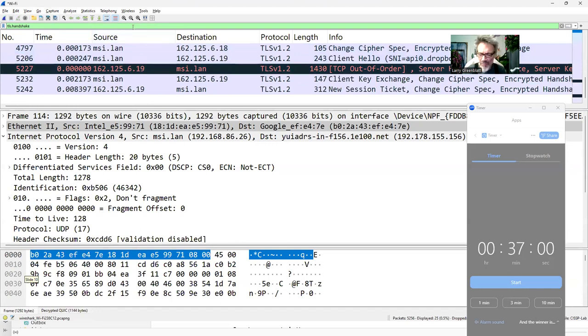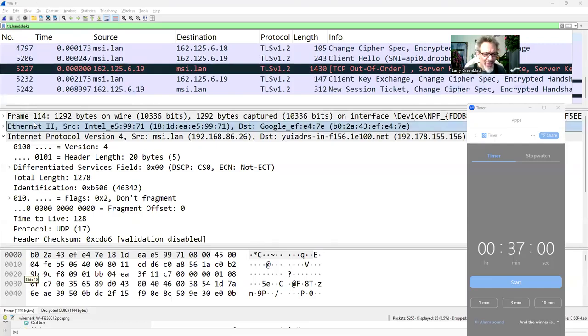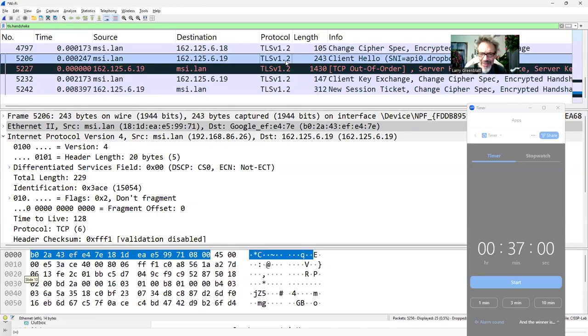So I don't even know what this was talking. You're constantly talking to somebody, your antivirus vendor, whatever. Right here, there was a client hello, and it's an old TLS 1.2. We should be on 1.3 today.